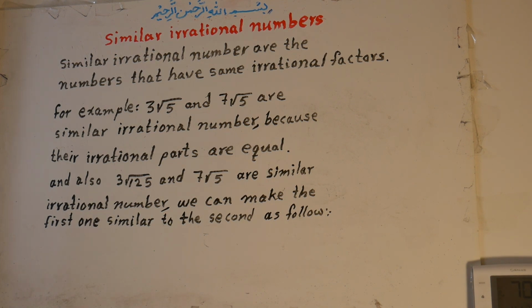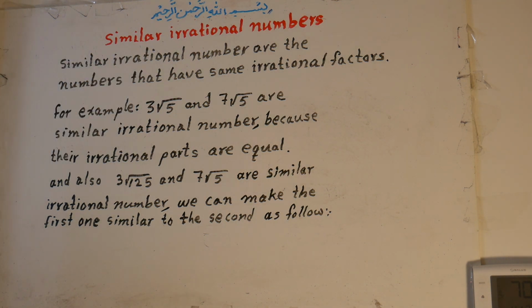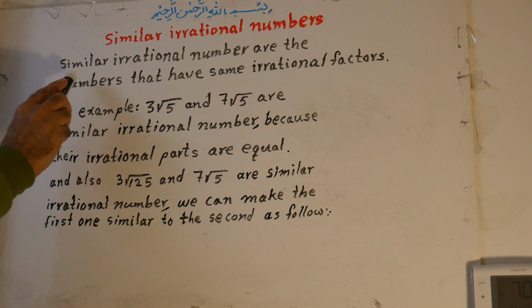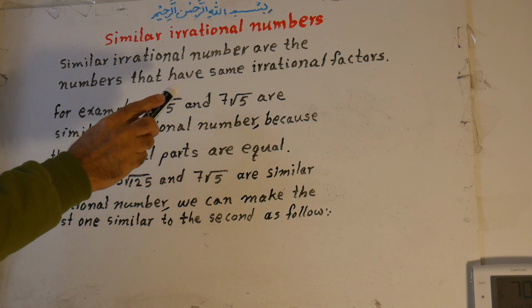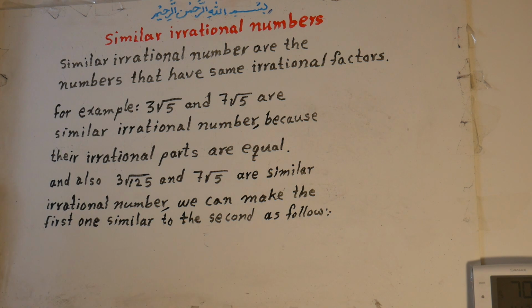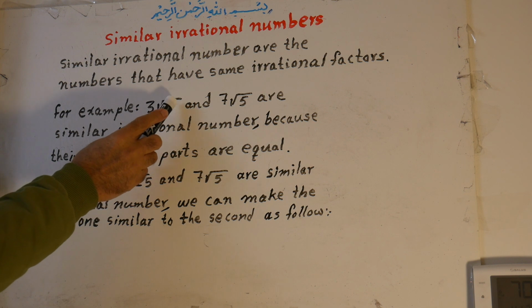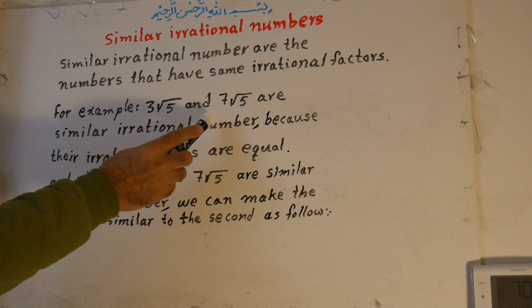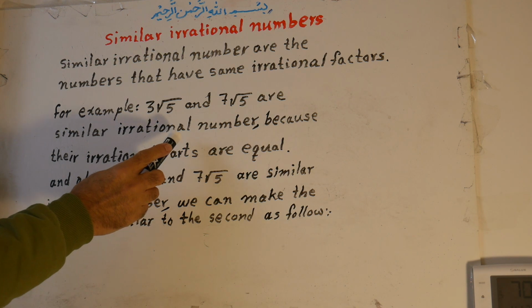The topic of our lesson is similar irrational numbers. Similar irrational numbers are the numbers that have the same irrational factors or parts. For example, 3 square root of 5 and 7 square root of 5 are similar irrational numbers.